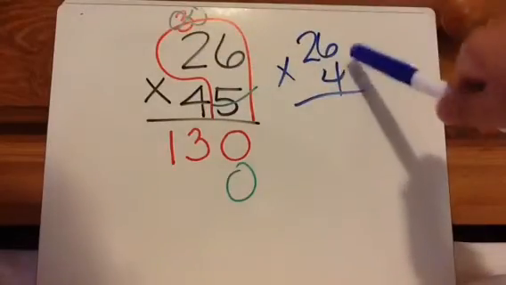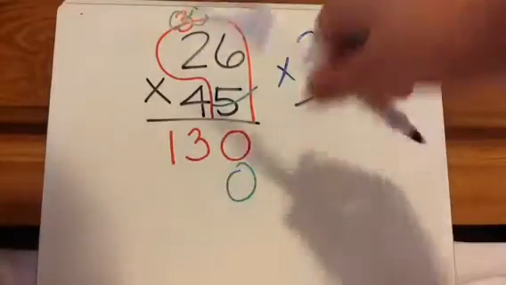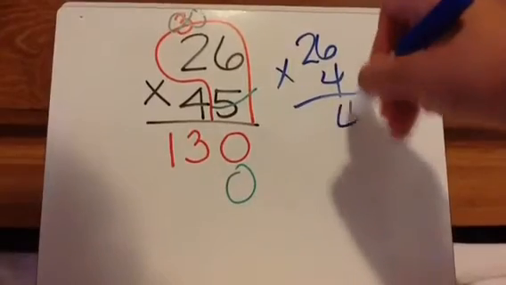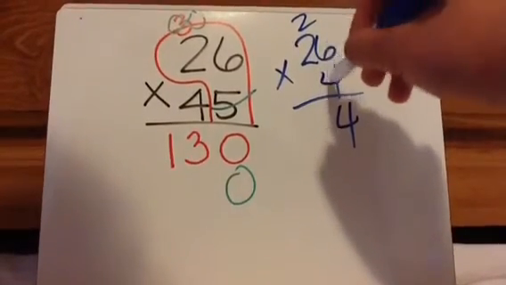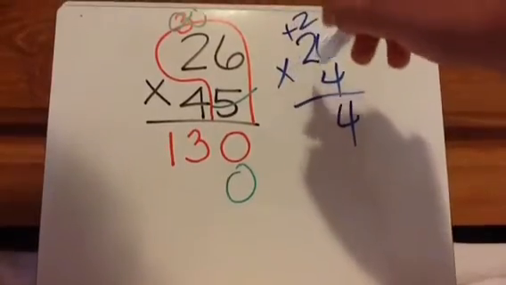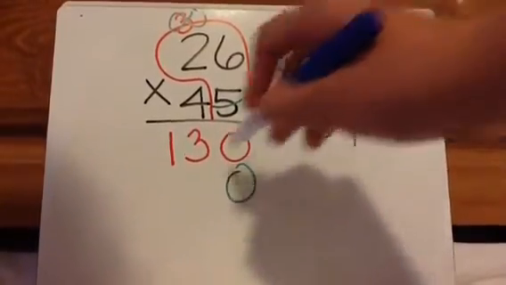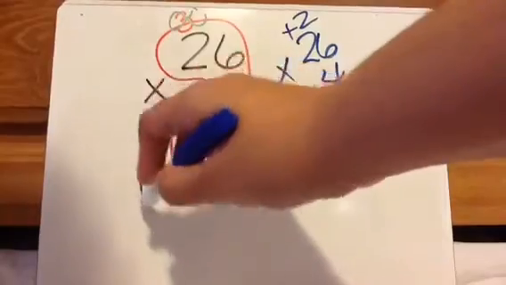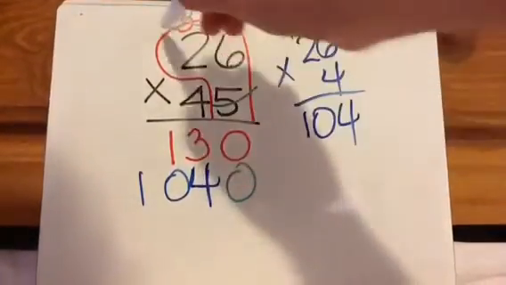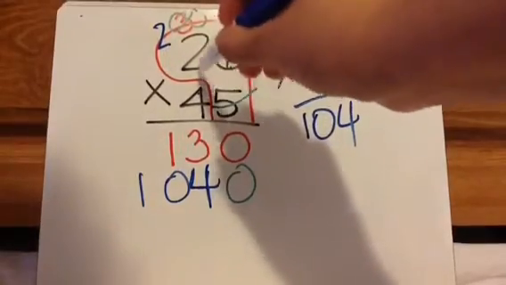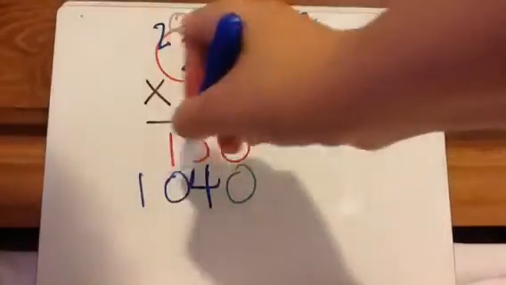Now if it helps, you can always do it on the side and then just write your answer here. So 6 times 4 is 24. 4 times 2 is 8 plus 2 is 10. So 104. Or you can do it this way. 6 times 4 is 24. Carry the 2. 4 times 2 is 8 plus 2 is 10.